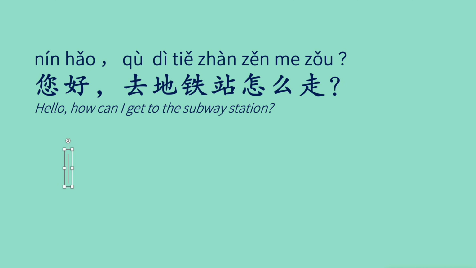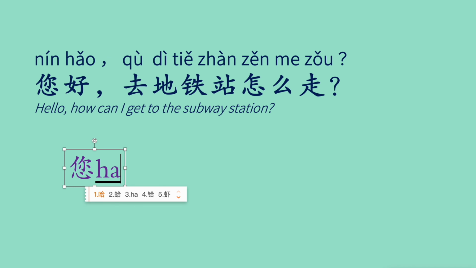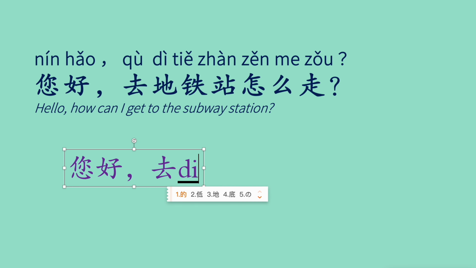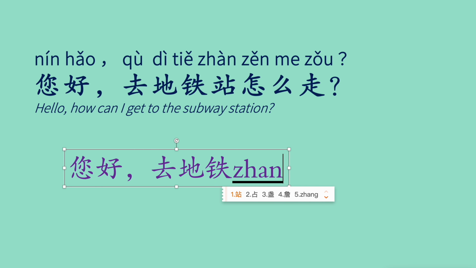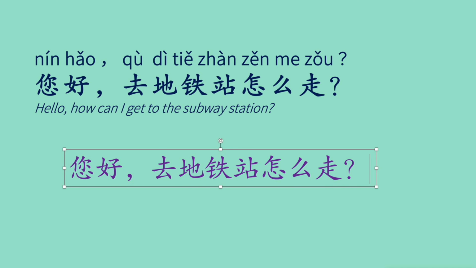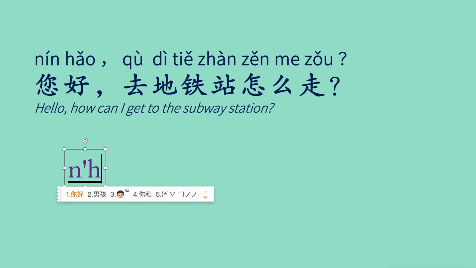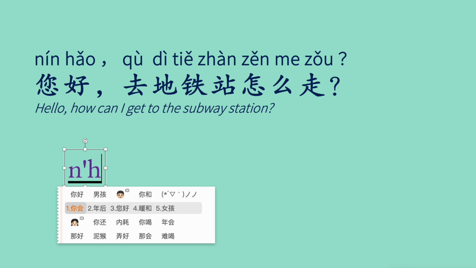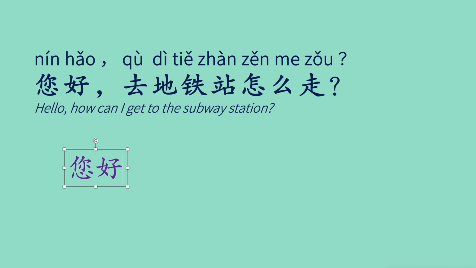你好，去地铁站怎么走？Character by character. Type them one by one. But if you want to type them quicker, then you can only type the initials, the n and h, and type them together. Then you can see they automatically give you vocabularies that start with n and h.